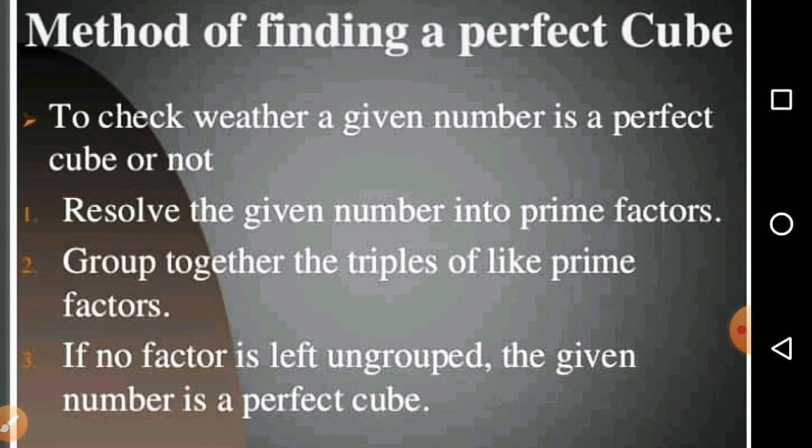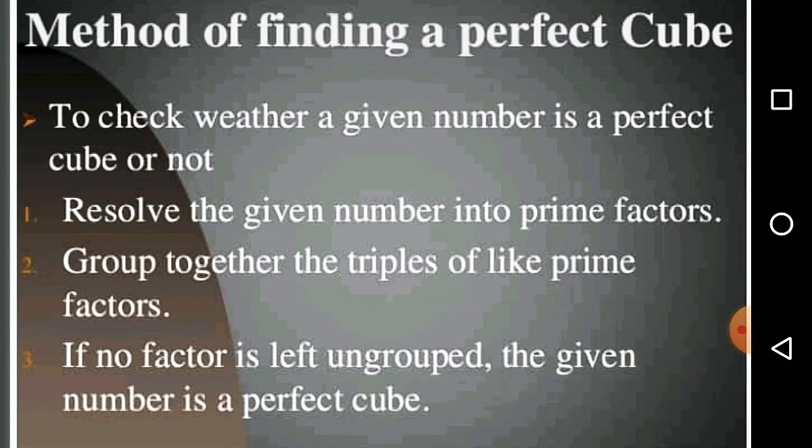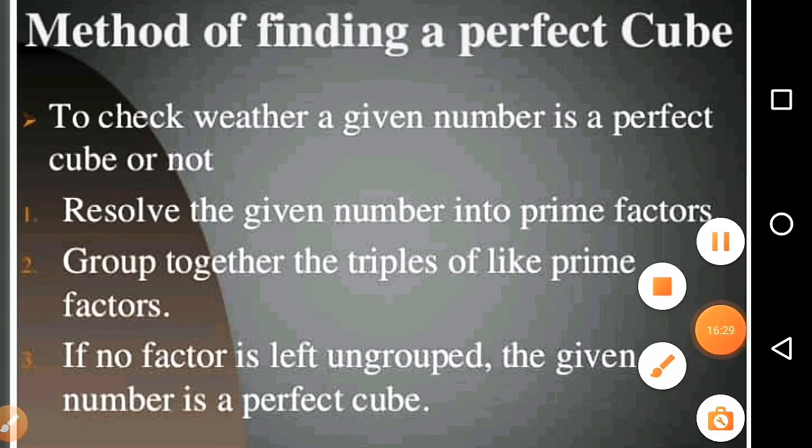So let us see the method of finding a perfect cube. To check whether a given number is a perfect cube or not, first resolve the given number into prime factors. So first we will find its prime factors by the prime factorization method. Group together the triples of all like prime factors. So it should be in groups of 3, so triples. The groups of 3 should be formed from whatever factors you get. If no factor is left ungrouped, then the given number is a perfect cube. All the factors you get should be in groups of 3. Then the given number is said to be a perfect cube.